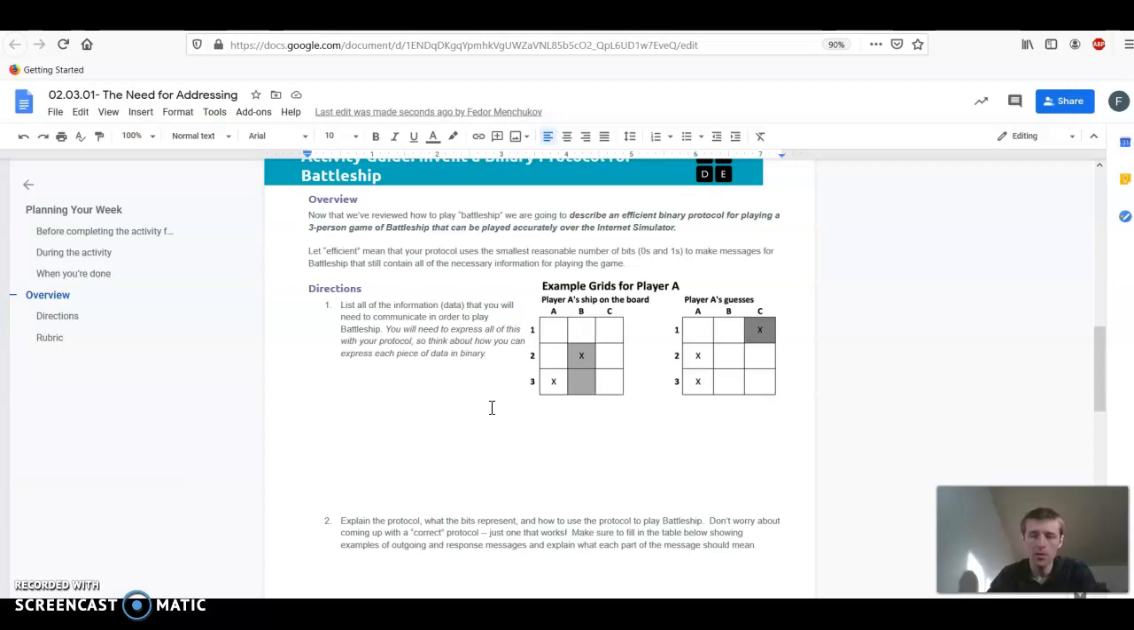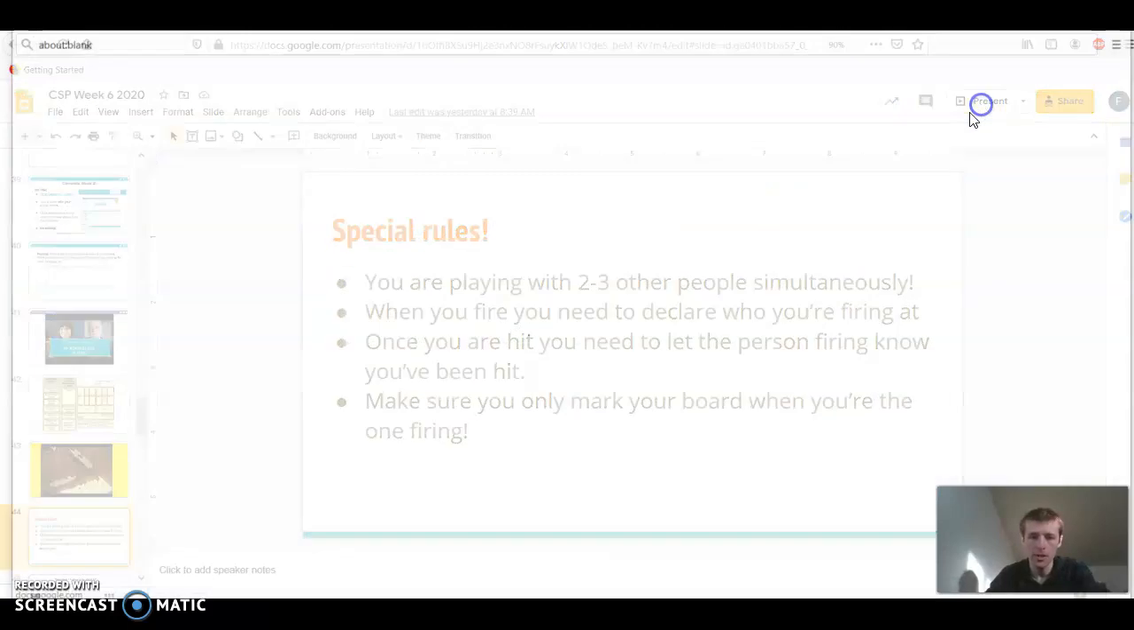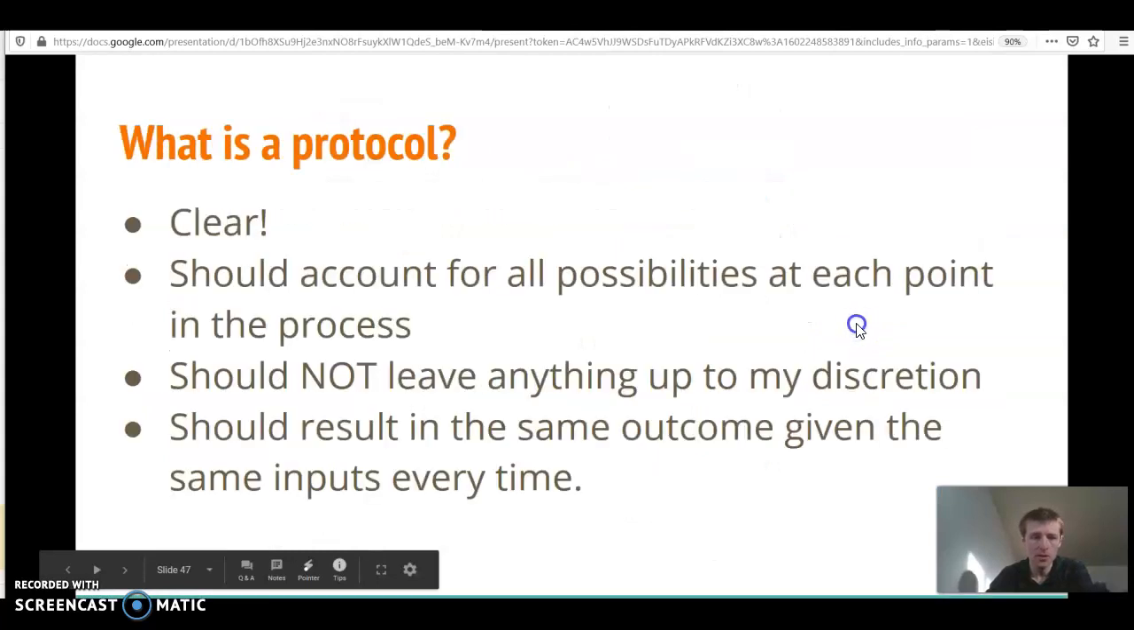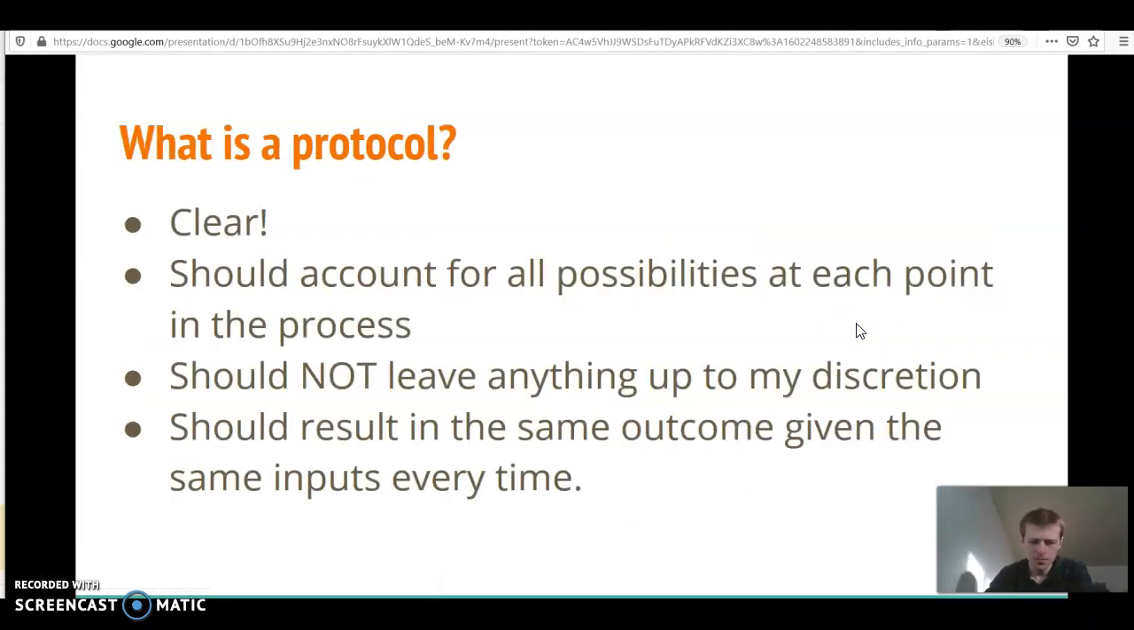So to create a protocol, you first need to realize what a protocol is. Protocol is something that's very, very clear and it's easy to follow. So it should account for all possibilities at each point in the process. It should not leave anything to my discretion as the user, and it should result in the same outcome given the same inputs every time.